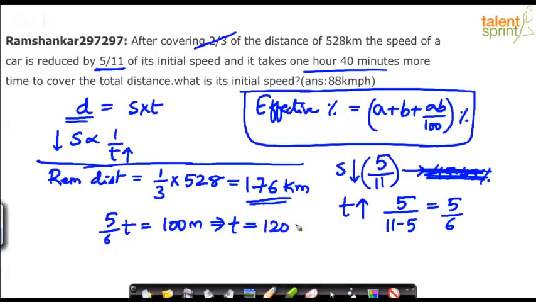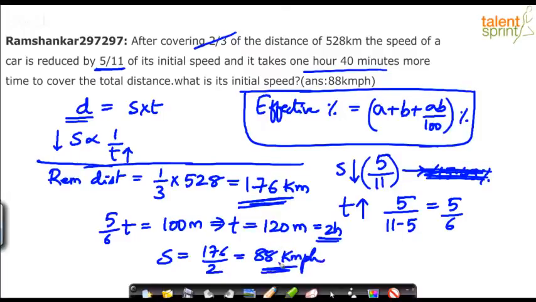120 minutes. 120 minutes for covering what? 176 kilometers, right? So 120 minutes is like 2 hours. So to cover 176 kilometers, time required is 2 hours. So what is the speed? Speed can be taken as distance by time. So 176 by 2 hours, which comes out to be 88 kilometers per hour.